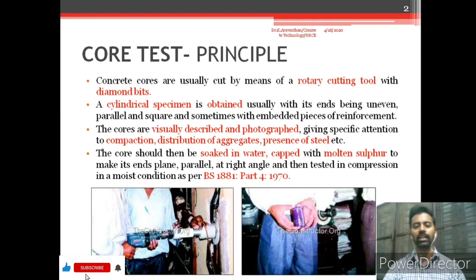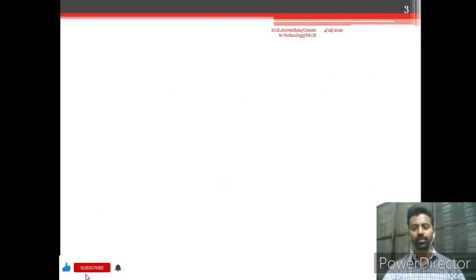After cutting the sample, you have to soak it in water and cap it with molten sulfur so that the end plates are parallel and at right angle, and then it is tested in compression. You can make a compression test. There is a list of tests you can do by using the core test.